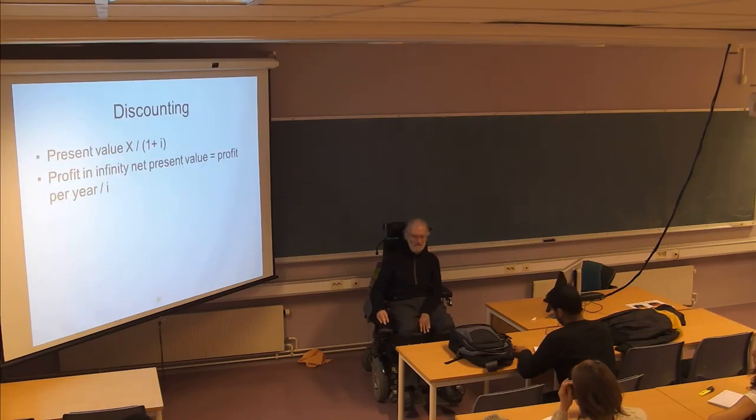And this is discounting. And this is a piece of cake for you. The only thing I need to remind you is that if you have profit in infinity, the net present value is equal to profit per year divided by the discount factor. Just remember that formula: profit per year divided by the discount factor. That is to discount to present value. That is shown in the textbook.